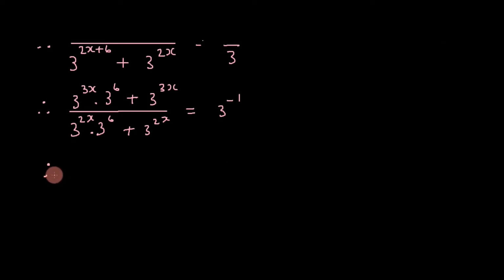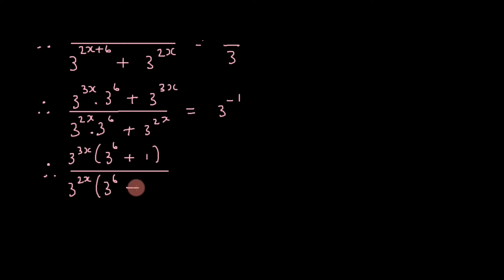Now we can take out common factors in both the numerator and the denominator on the left-hand side. In the numerator, the common factor is 3 to the 3x, and we're left with 3 to the 6 plus 1. Then taking out 3 to the 2x in the denominator, we're left with 3 to the 6 plus 1. Then these factors cancel on the left-hand side.